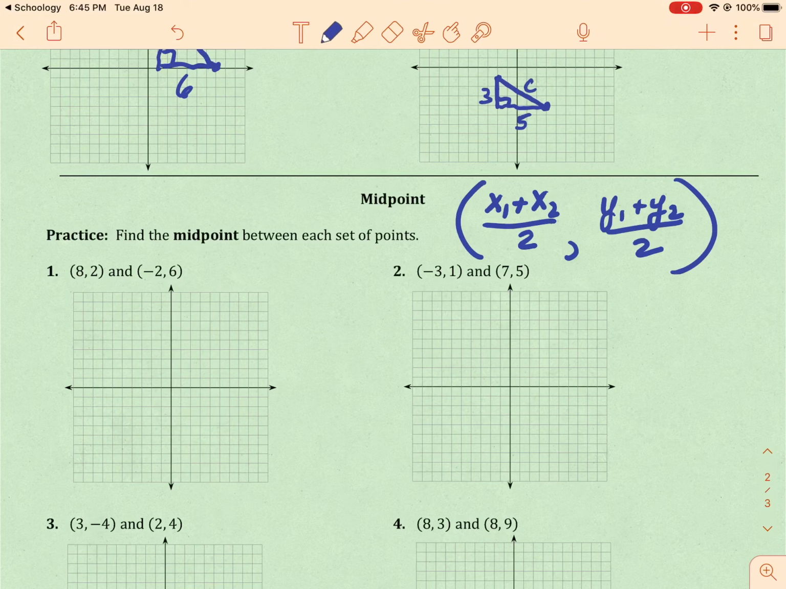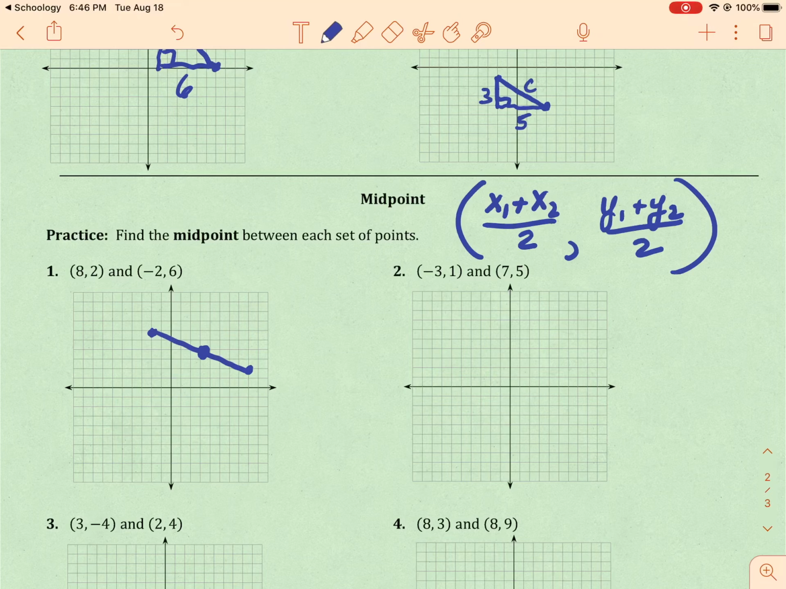Go ahead and plot these points. 8, 2 would be right there. And then -2, 6 is right here. We want to find the midpoint, which, just kind of guessing, it looks to be about here. We're not able to guess, but it's somewhere right directly in the middle of those 2 points.